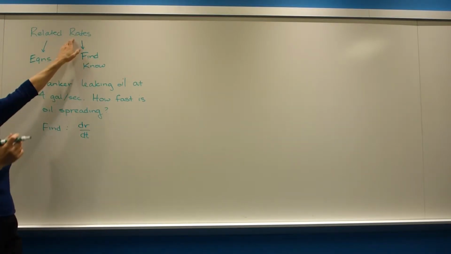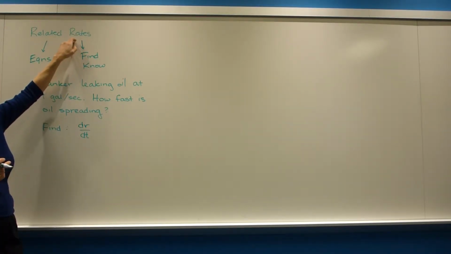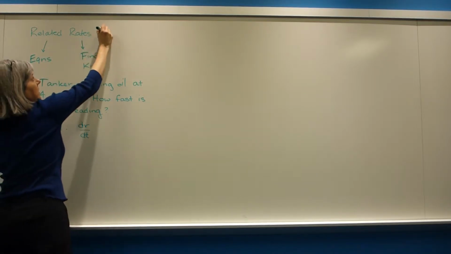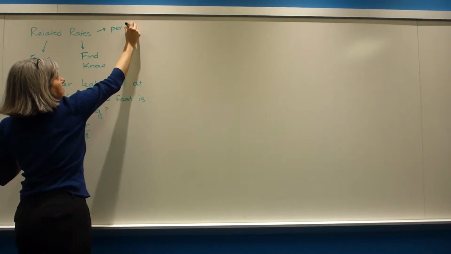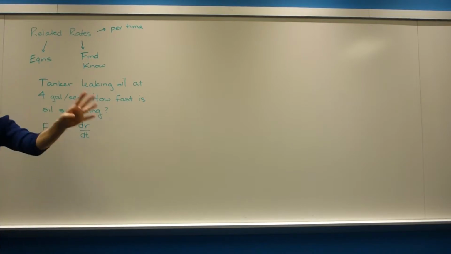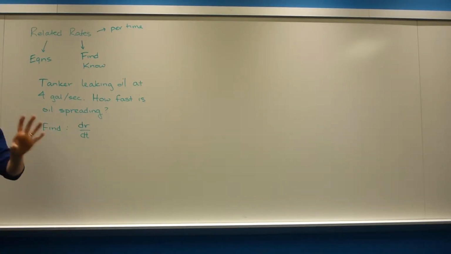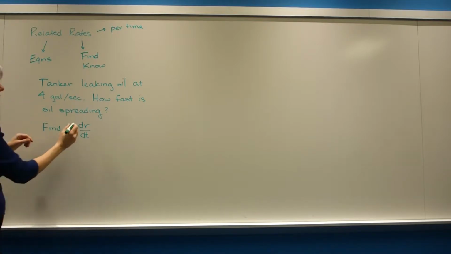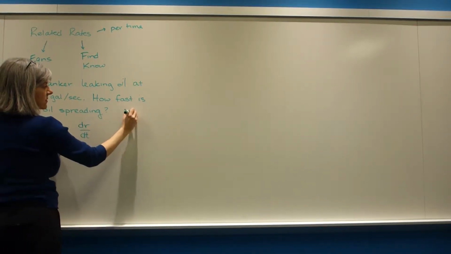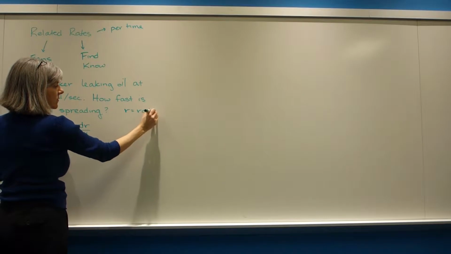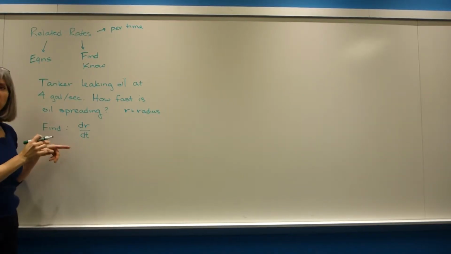When we talk about rates, this is almost always with respect to time. All right, so this is a per time kind of thing. So we're going to be doing d/dt all today. No d/dx's. Today will be all d/dt's because we're interested in rate of increase or decrease with respect to time. So we're going to call our radius r, and we want to know how fast is it growing.